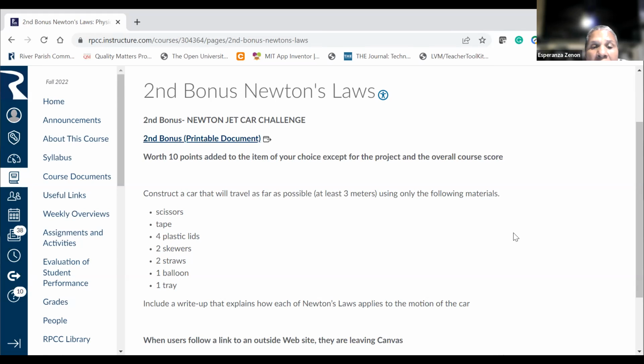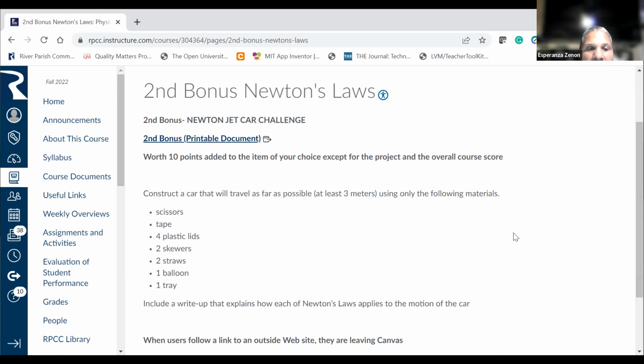So if you decide to do this bonus, you will have to let me know where you want those extra points added, okay? Now, you have to use the materials in the listing below to construct a car, and you want it to be able to travel at least 3 meters or as far as possible.